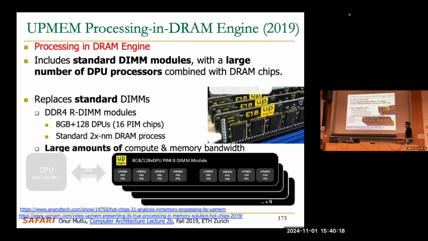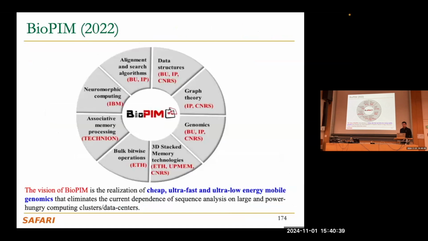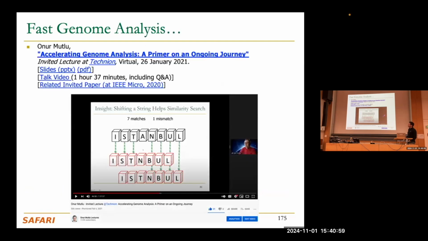So we also look at the processing in memory solutions. We collaborate with the companies that provide these products, the solutions. This is one example. Here, UPMEM, you can buy these modules and then perform your processing in memory computations using these UPMEM DRAM devices. We are part of this BioPIM project where we have many partners. This is basically an EU-funded project where our goal is to essentially alleviate the data movement issues in genome analysis so that we can achieve fast, energy efficient and scalable genome analysis.